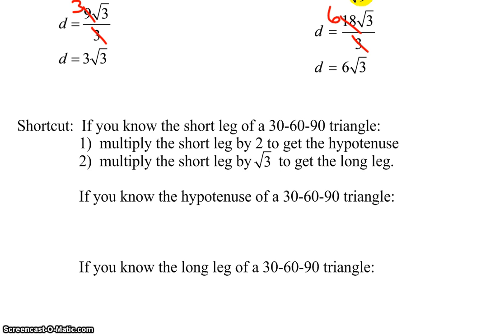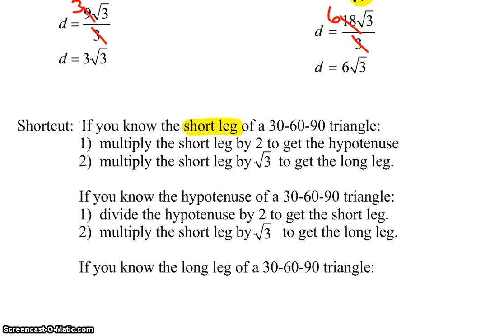Now all this does is it keeps you from having to set up the proportion. The key is knowing the short leg, and you'll notice this on the other two ways. If you know the hypotenuse, the first thing that you have to do is find the short leg. So going from the hypotenuse to the short leg, you divide by 2, and that gets you the short leg. Once you know the short leg, it's the same process. You multiply by the square root of 3 to get to the long leg.